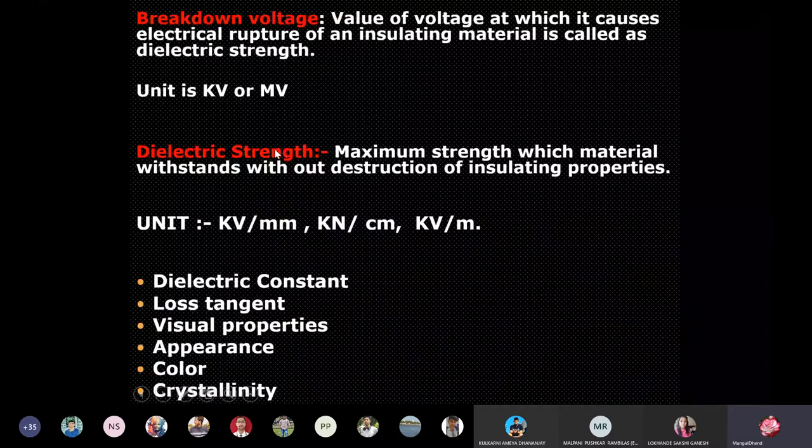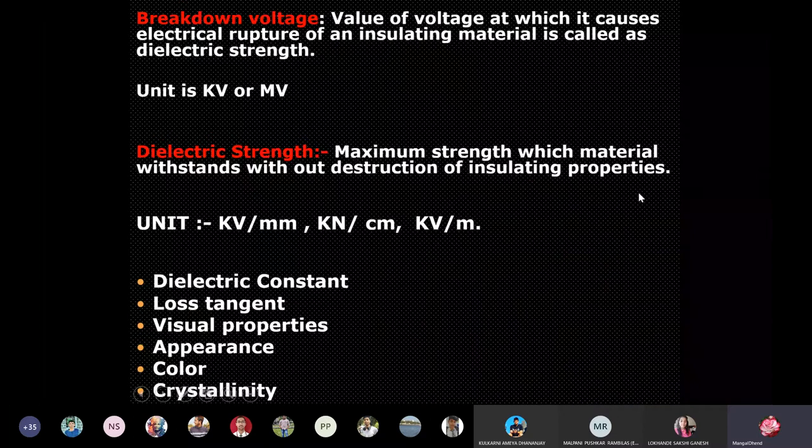So it is the voltage and here it is the ability. So how will you define dielectric strength? It is the maximum strength, or you can say ability, which a material withstands without destruction of insulating properties. So dielectric strength is the only word used. You can also use stress. It is the maximum stress which a material bears, withstands without destruction of insulating properties.